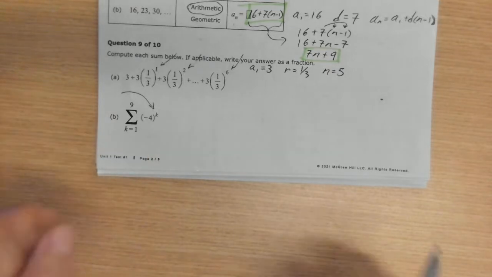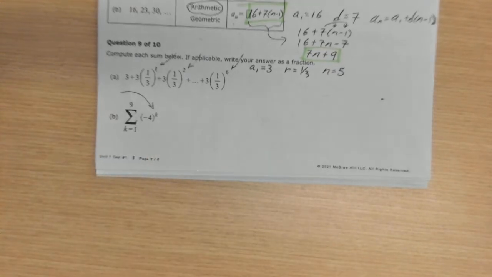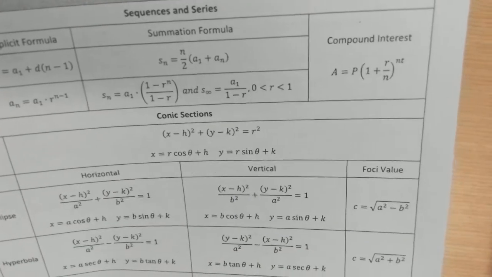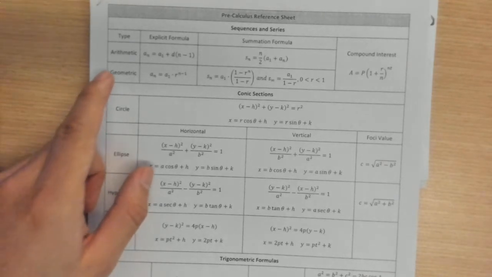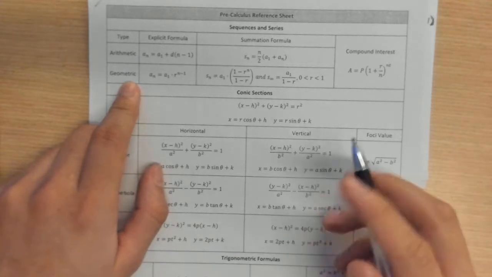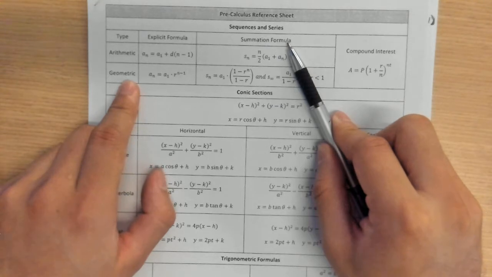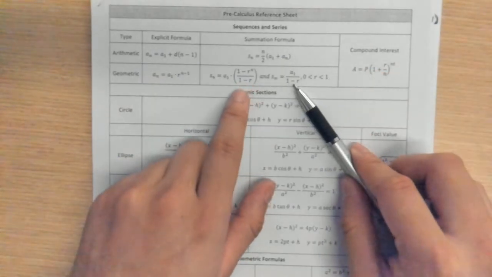Okay, now for computing the sum of a geometric sequence, you guys have your equation sheet with you? Yes, you guys are looking at the equation sheet for the geometric sum. Okay, so here's the equation sheet. We are working with the geometric sequences, or the geometric series. You can see up here the summation formula. This is for the sum. So geometric and the sum. So we're talking about these.